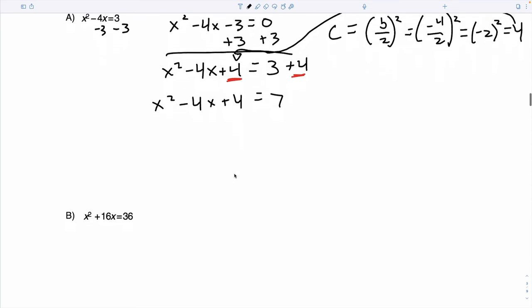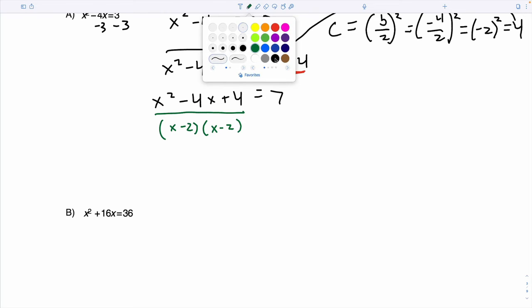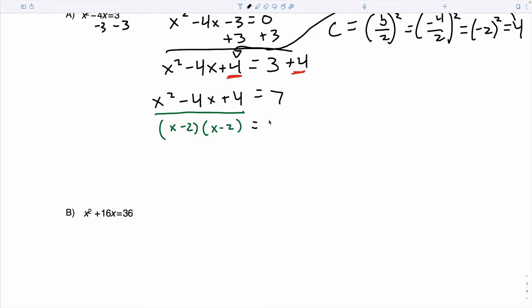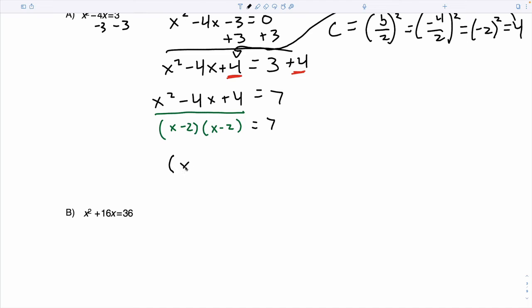Okay, from here, I just created a perfect square trinomial. That was my whole method. Let's factor this thing out. This would become x minus 2 and x minus 2 equals 7. X minus 2 times x minus 2 can be written as x minus 2 squared.